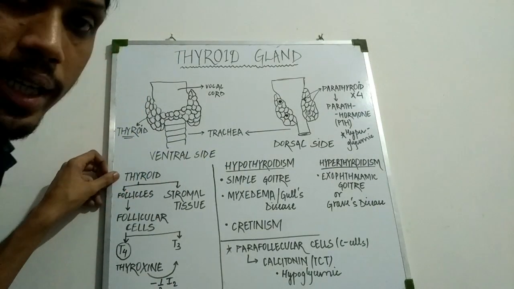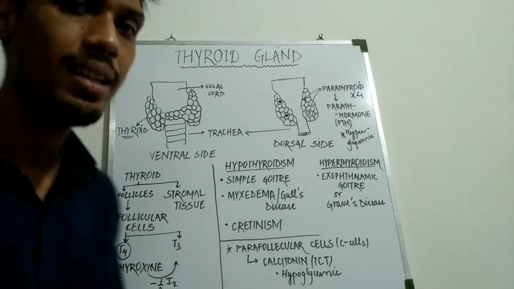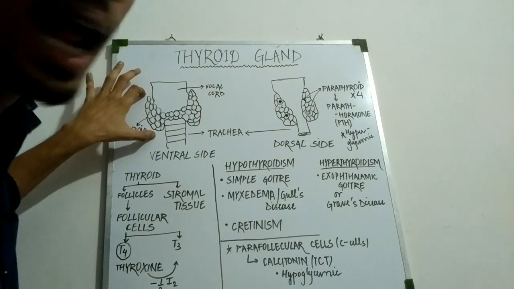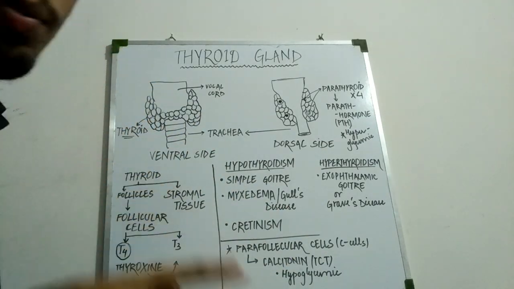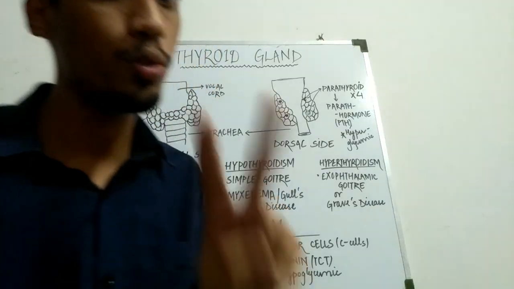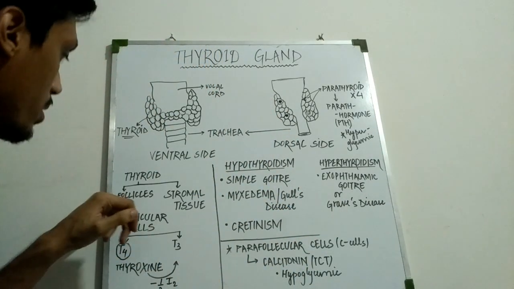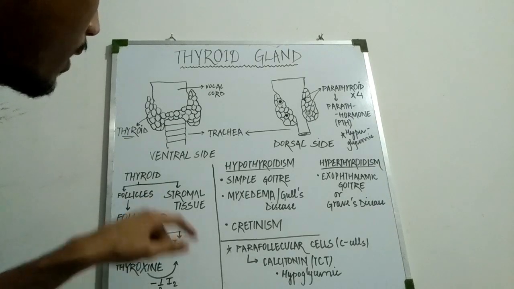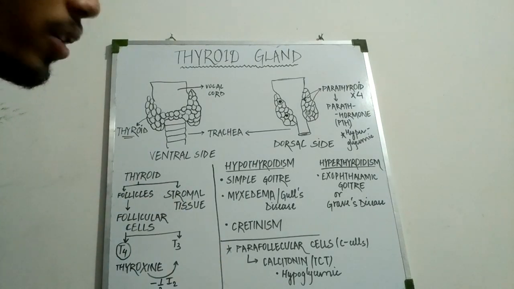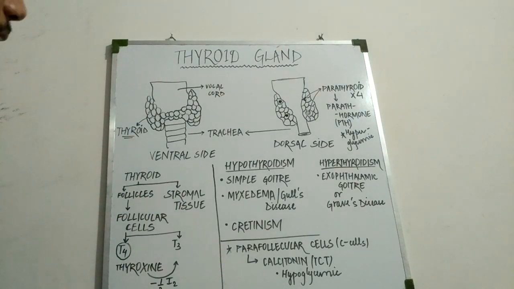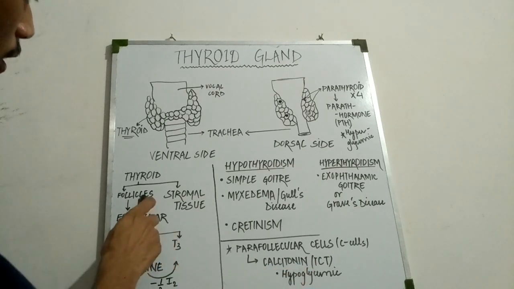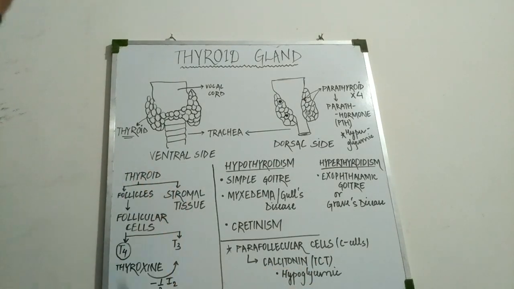Now, the thyroid gland is made up of two basic structures: thyroid follicles and stromal tissue. I'll repeat. The thyroid gland is made up of two basic structures: thyroid follicles and stromal tissue.